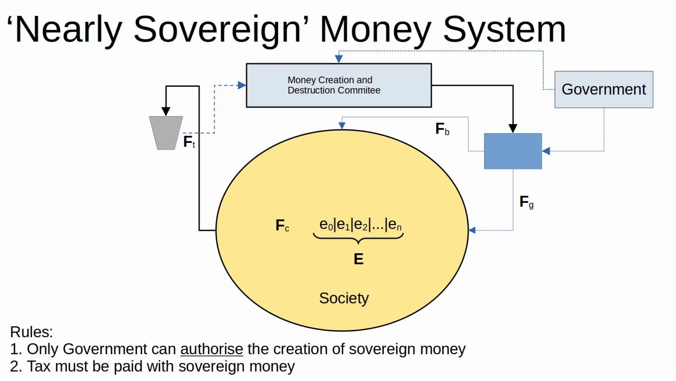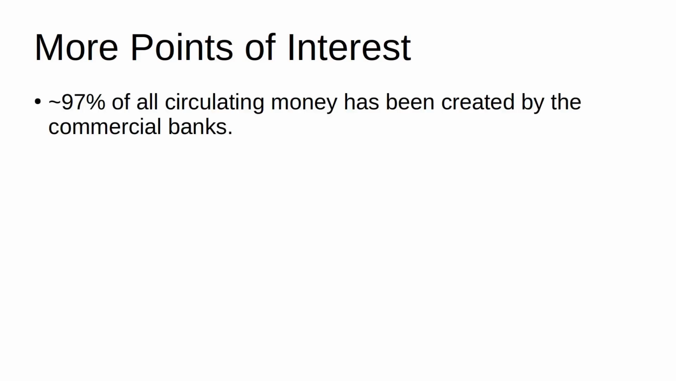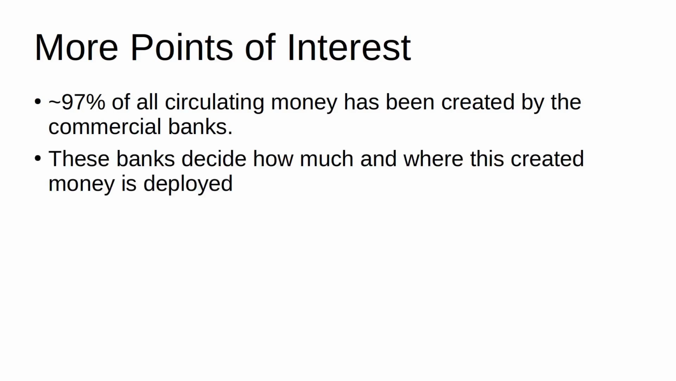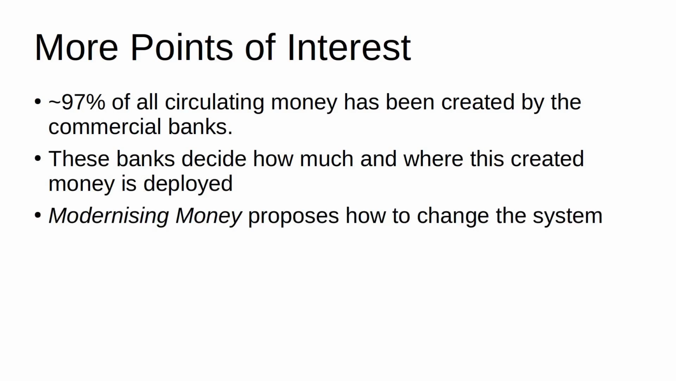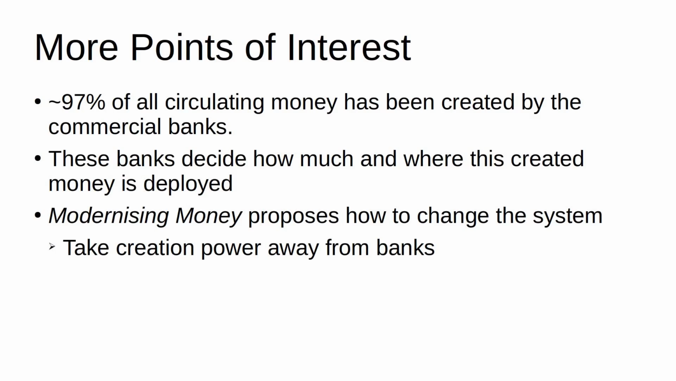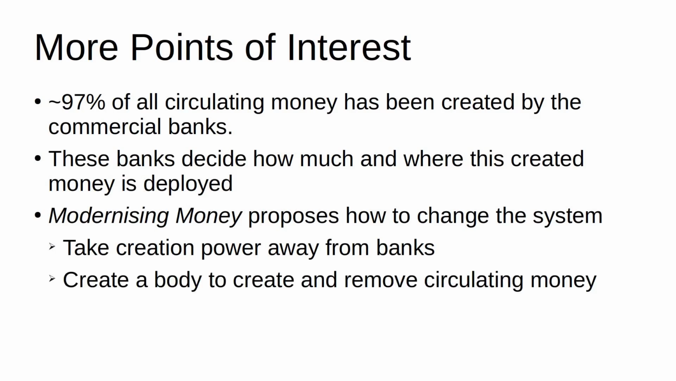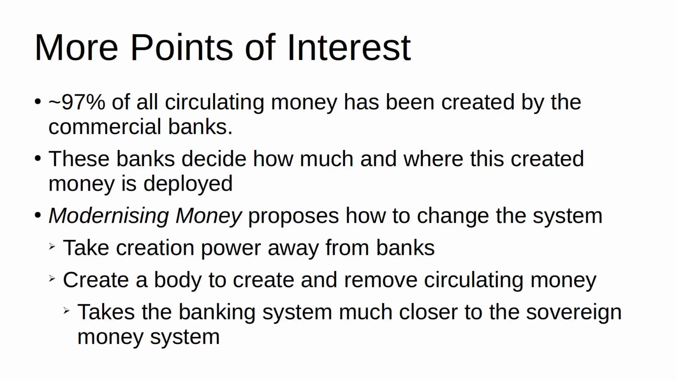So, in summary of the latter half of this presentation, about 97% of all circulating money has been created by the commercial banks. These banks decide how much and where this created money is deployed. Modernising money proposes how to change the system. Take creation power away from the banks, create a body to create and remove circulating money. This, to my mind, takes the banking system much closer to the sovereign money system I've previously described.